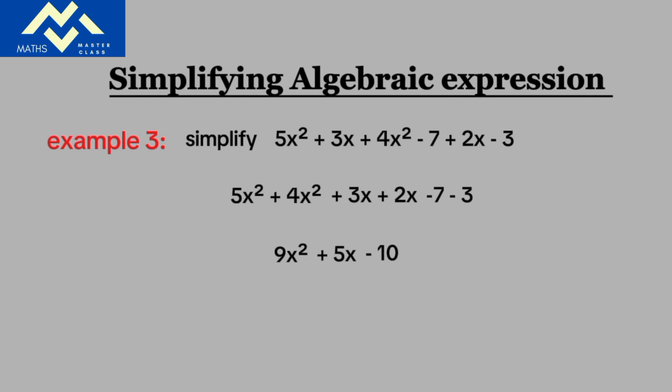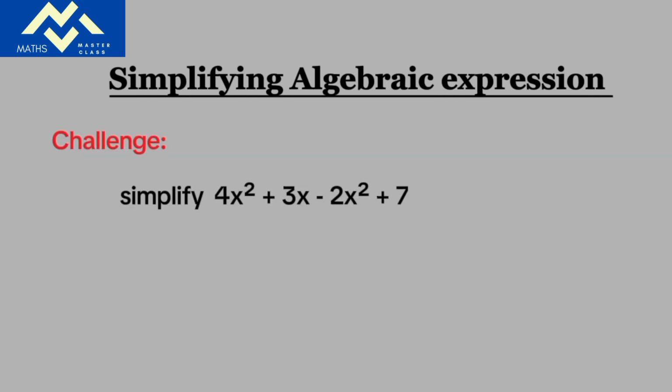And that's it. Combining like terms is just grouping and adding or subtracting. Try this on your own, simplify 4x squared plus 3x minus 2x squared plus 7. Drop your answer in the comment.